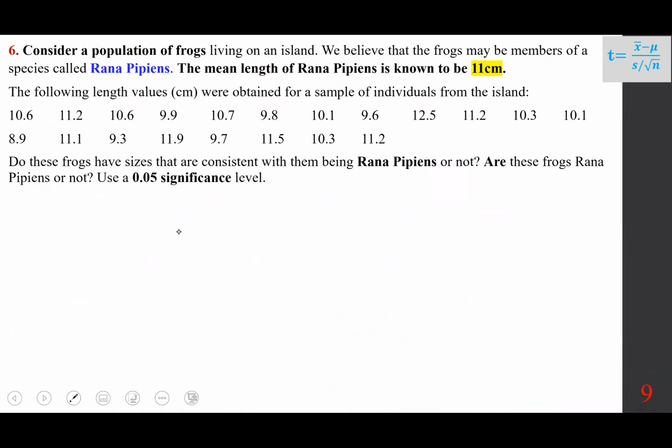Consider a population of frogs living on an island. We believe that the frogs may be members of a species called Rana pipiens. The mean length of Rana pipiens is known to be 11 centimeters. The following length values, in cm, were obtained for a sample of individuals from the island.